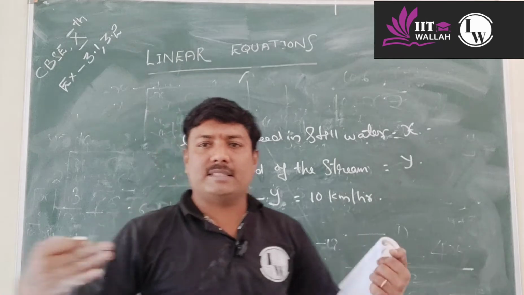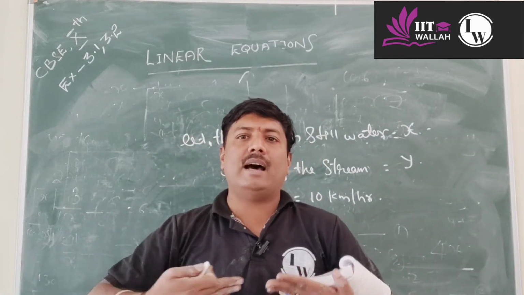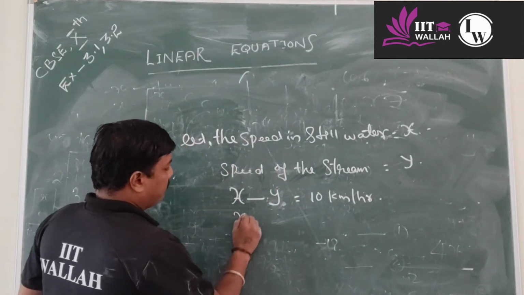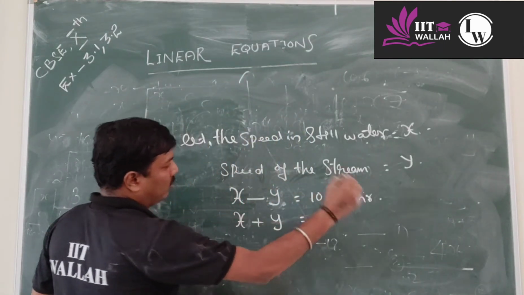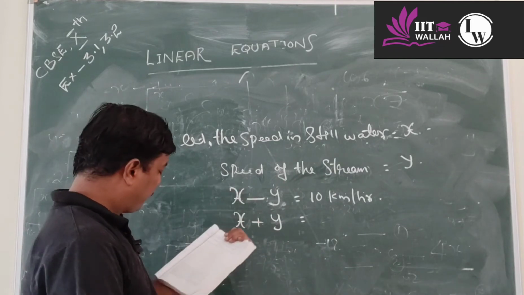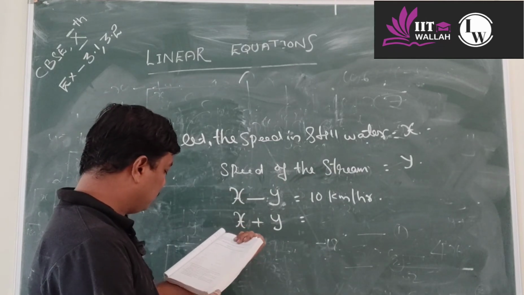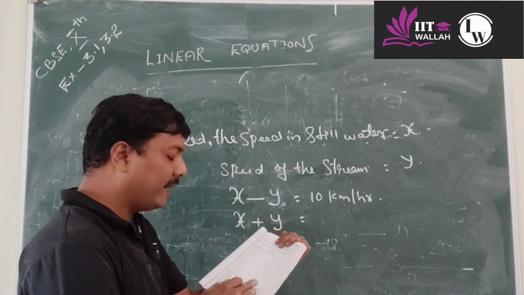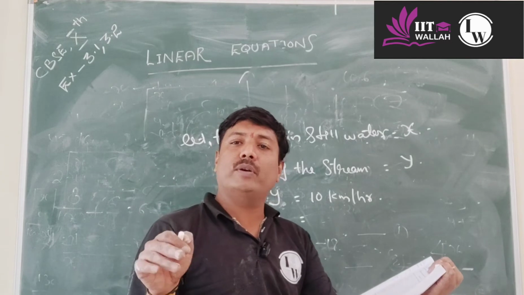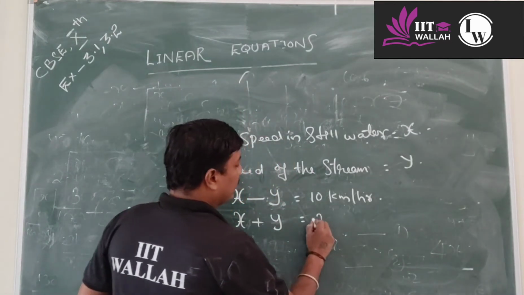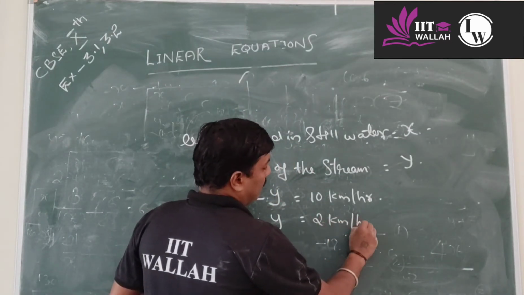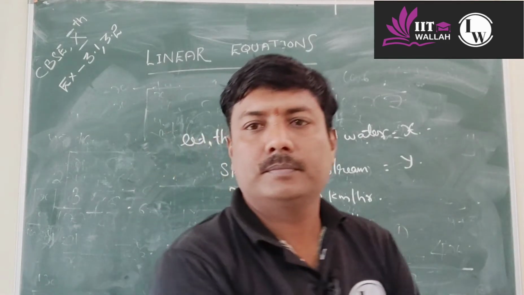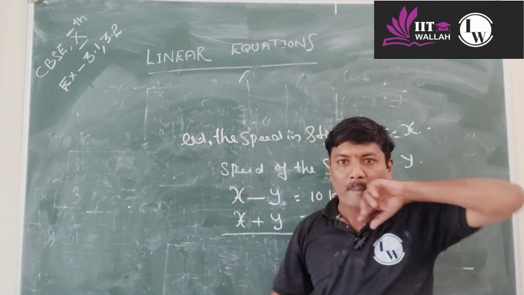And opposite. If they are coming opposite, their relative velocity gets added. You know that. So x plus y is equal to 4 kilometers in 2 hours. So 4 upon 2 is 2, so 2 kilometers per hour. These are the two equations. Okay, we got the two equations here.